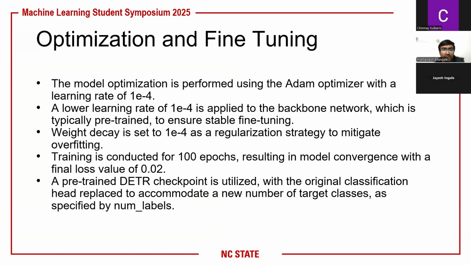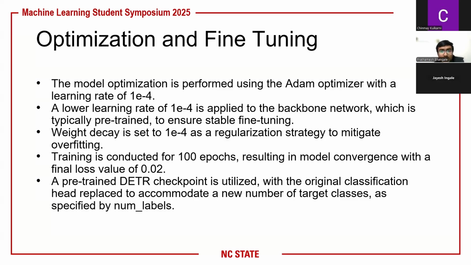Moving towards optimization and fine-tuning, we began with a pre-trained DETR checkpoint and fine-tuned it for pedestrian detection. We used the Adam optimizer with a learning rate of 1e-4 to ensure efficient convergence. The ResNet 50 backbone was fine-tuned with the same rate but with stability in mind due to its pre-trained status. To avoid overfitting, we applied a weight decay of 1e-4.